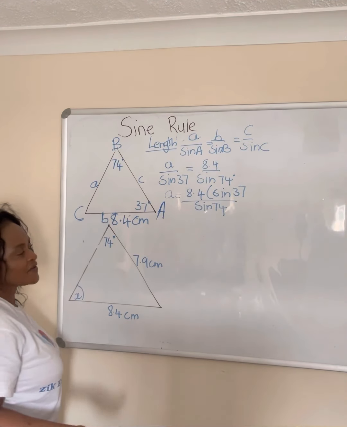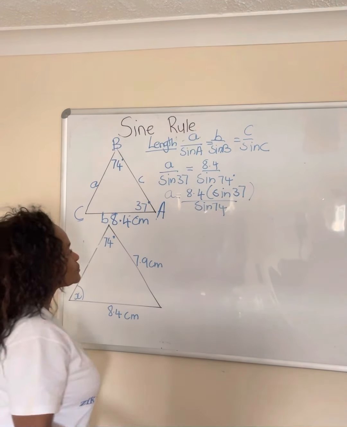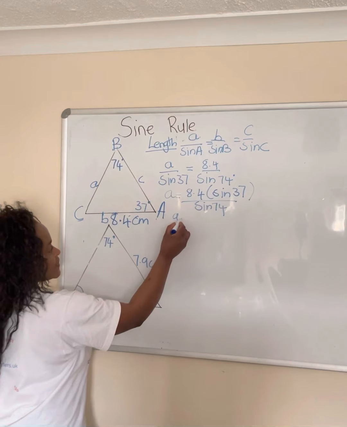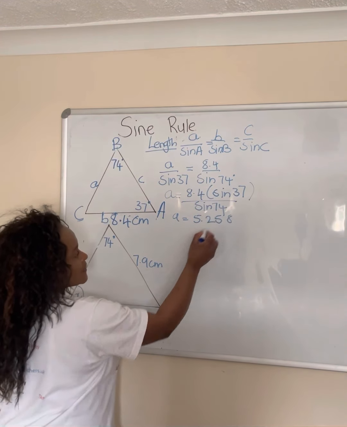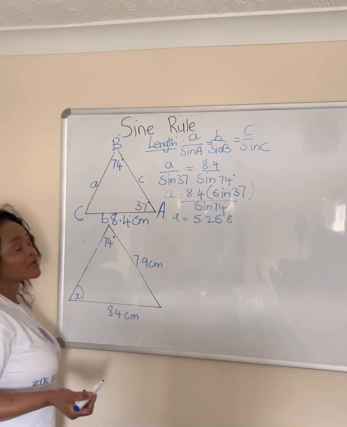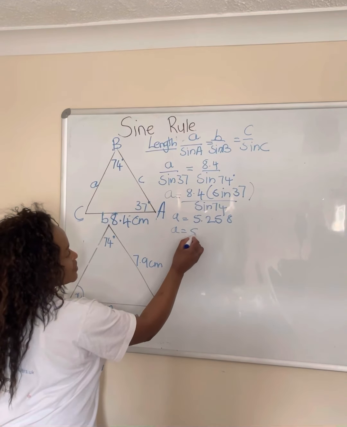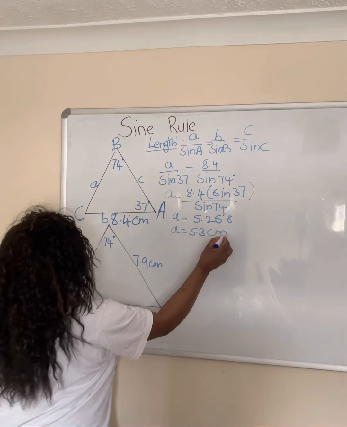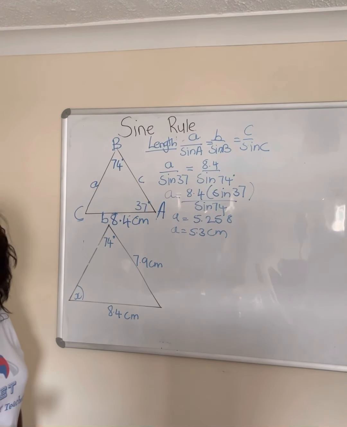So what you do is you just punch that in a calculator. 8.4 times sine 37 over sine 74. You would get 5.258. And you can simplify this to the nearest one decimal place. So A is 5.3 centimeters. Because I had one decimal place in my question, I can just simplify it to one decimal place. That's how you calculate length.